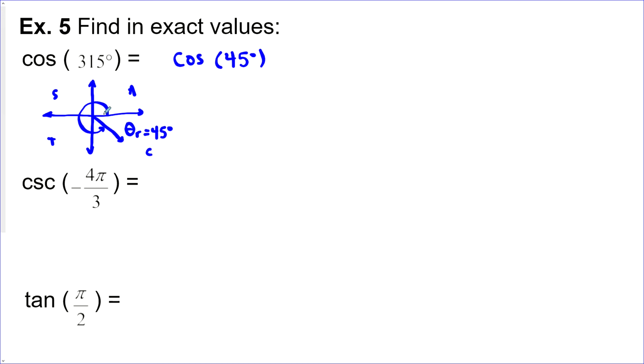Also, we can just say, well, cos is our x values of our coordinates, and we're on the positive x-axis, so quadrant 1 and 4 will be positive. Either way, this is positive. We can move on. Cos 45 is just √2/2, and we're done.